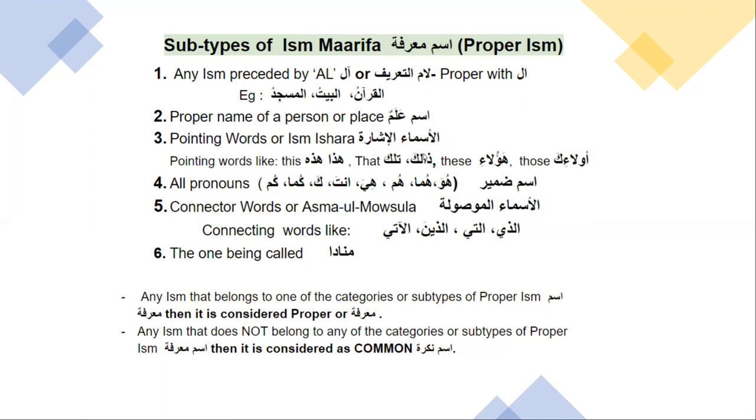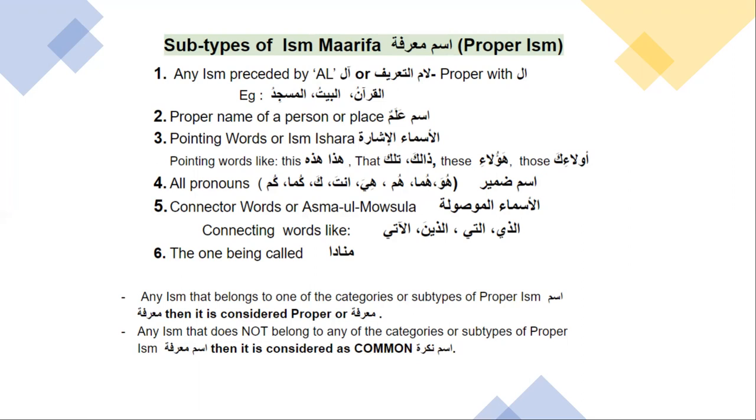And then the third category is pointing words, or ism ishara. These are haza, hazihi, for near objects. This. So haza is masculine, hazihi is feminine. The same way for far objects: dhalika and tilka, masculine and feminine. And then there is the plural form for near objects and the plural form for far objects. Ulaika, those.